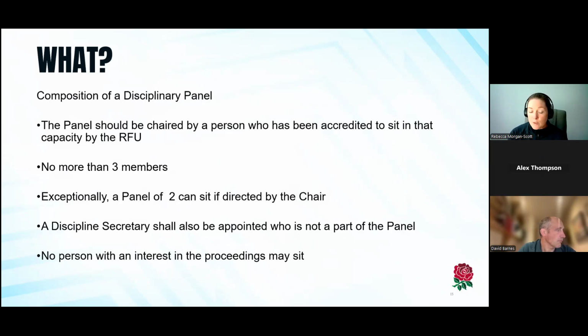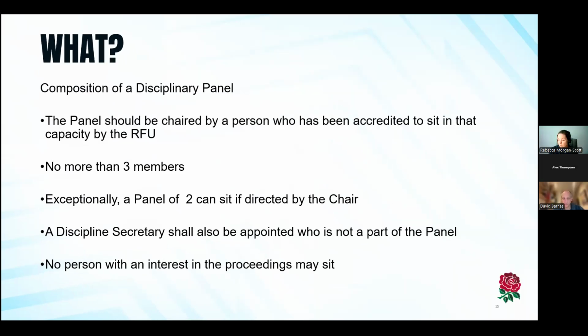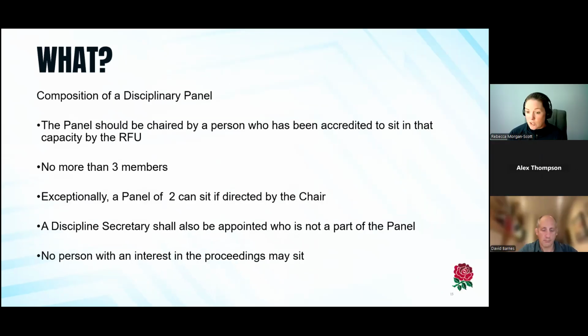There should also be a discipline secretary. They are not part of the panel. They are there to assist the panel before the hearing and ensuring that everybody is there, that the hearing bundle is sent out, that the charges are brought, if necessary, to present the charges, but they are not part of the panel that makes the decision. So their role is entirely separate to the panel that are dealing with that.